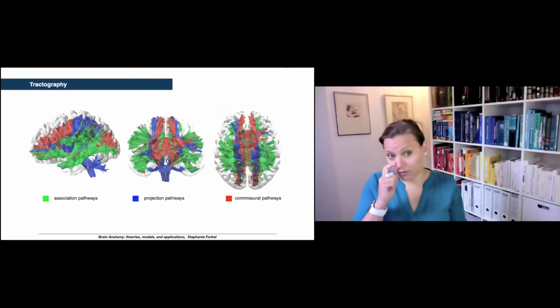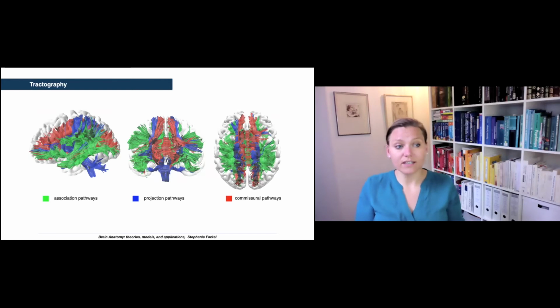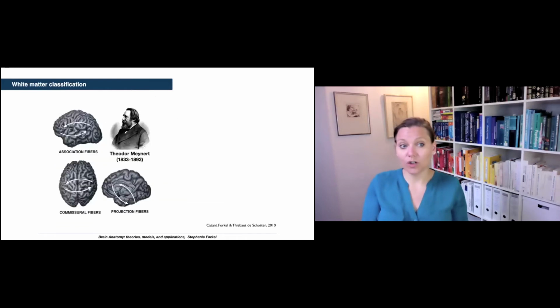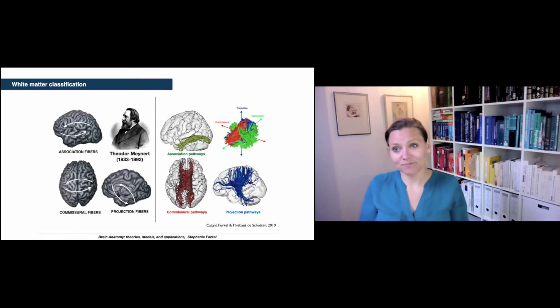Now with that, you've seen the slide before, you can dissect out the three main types of connections in the brain. Classically, as I mentioned before, the association pathways are shown in green, the projection pathways are shown in blue, and commissural pathways are shown in red. Now, what's important to know is that this was not invented by neuroimagers. This classification actually goes back to the 19th century, and in particular, Theodor Meynert, who already classified the association, commissural, and projection fibers. So really what neuroimaging and tractography have added to that classification is fancy colors.